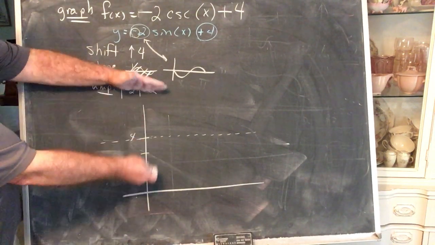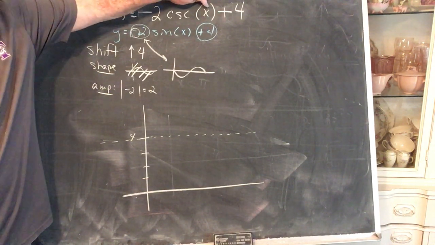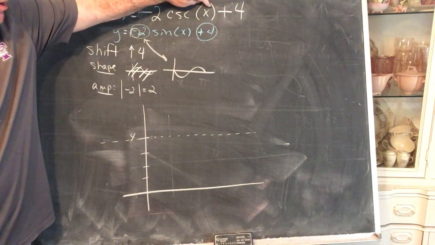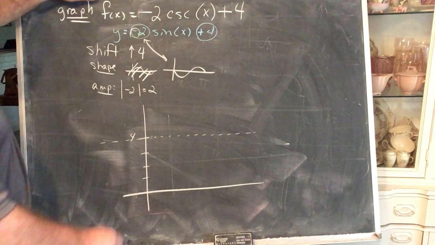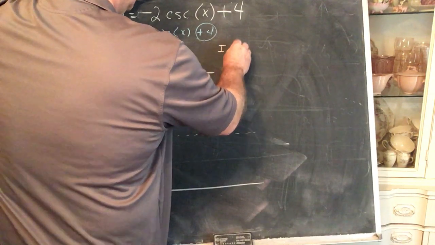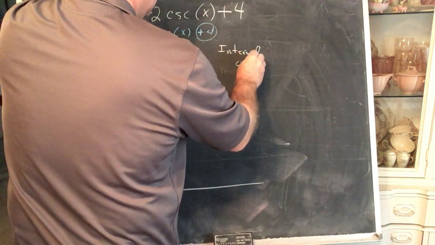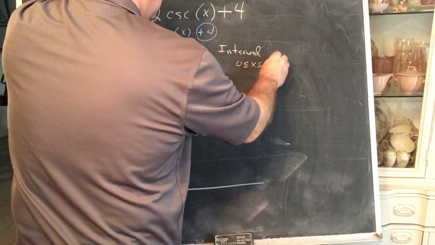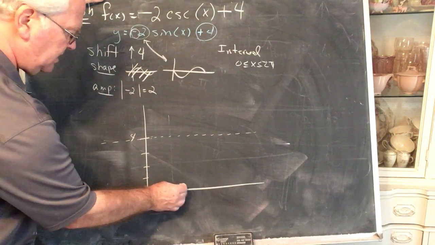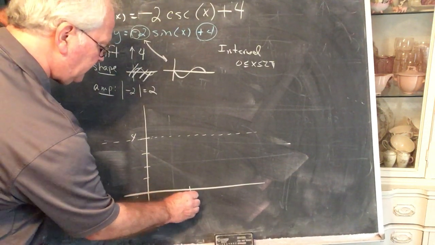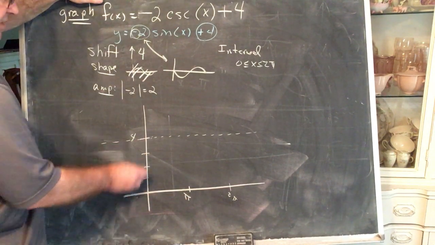Now I need to find the range within which I'm going to draw this picture. Notice we haven't changed the period, right? There's no change to that. So that's still going to be from 0 to 2 pi. The interval is from 0 to 2 pi. So that's going to be the same as before. Now 1, 2, 3. So there's pi. There's 2 pi.